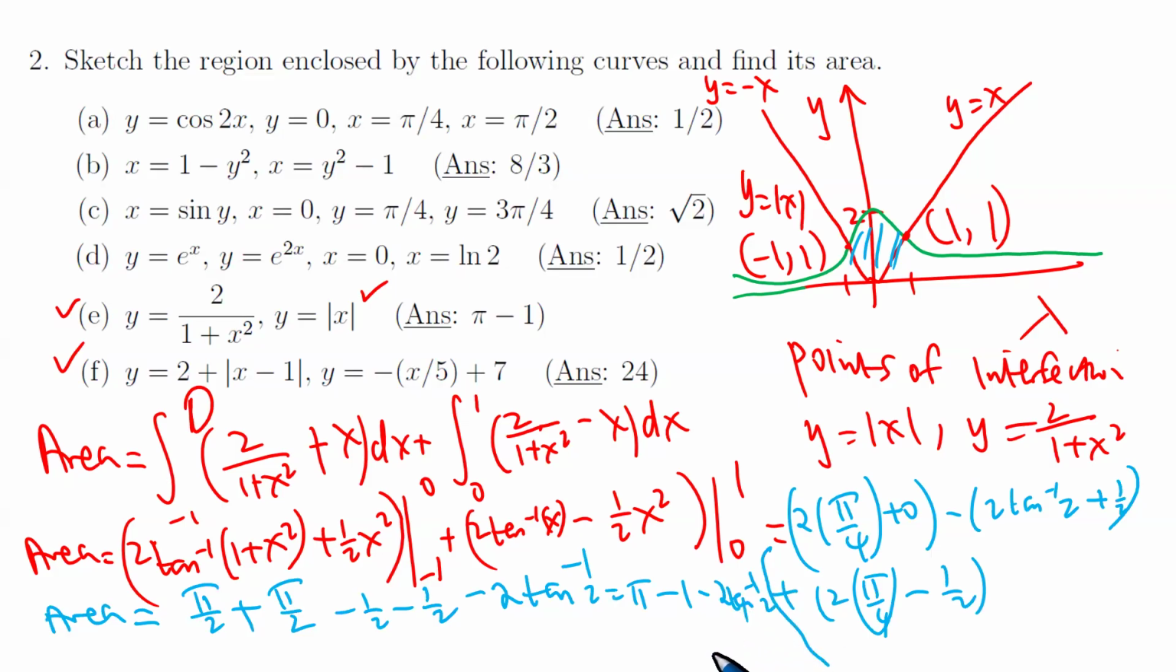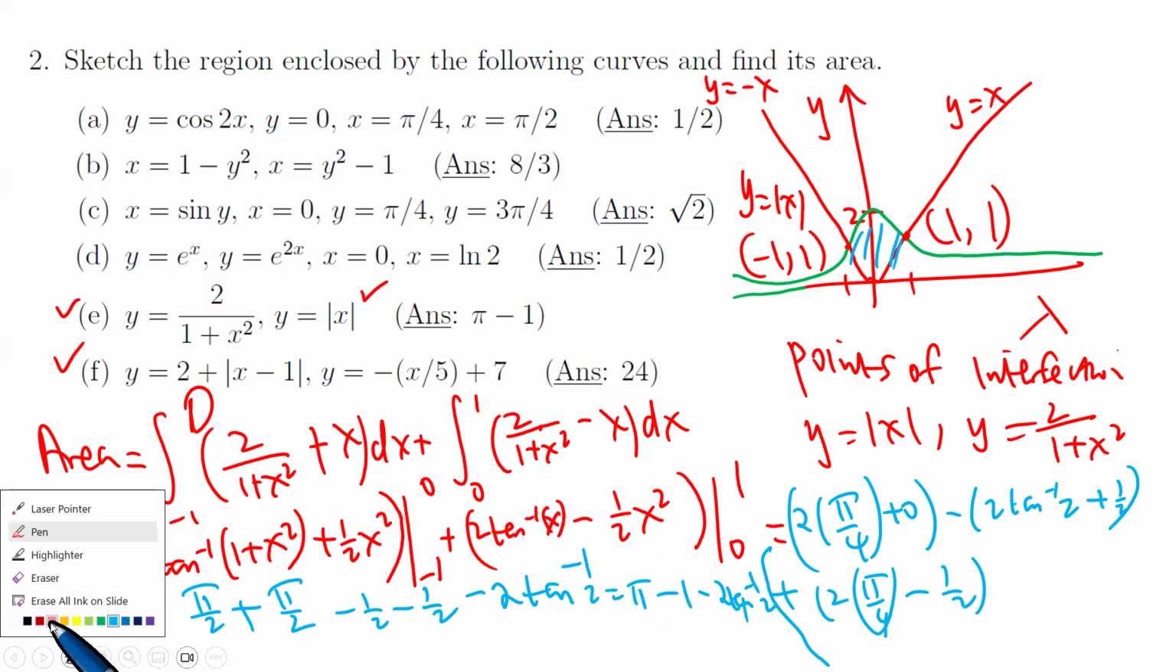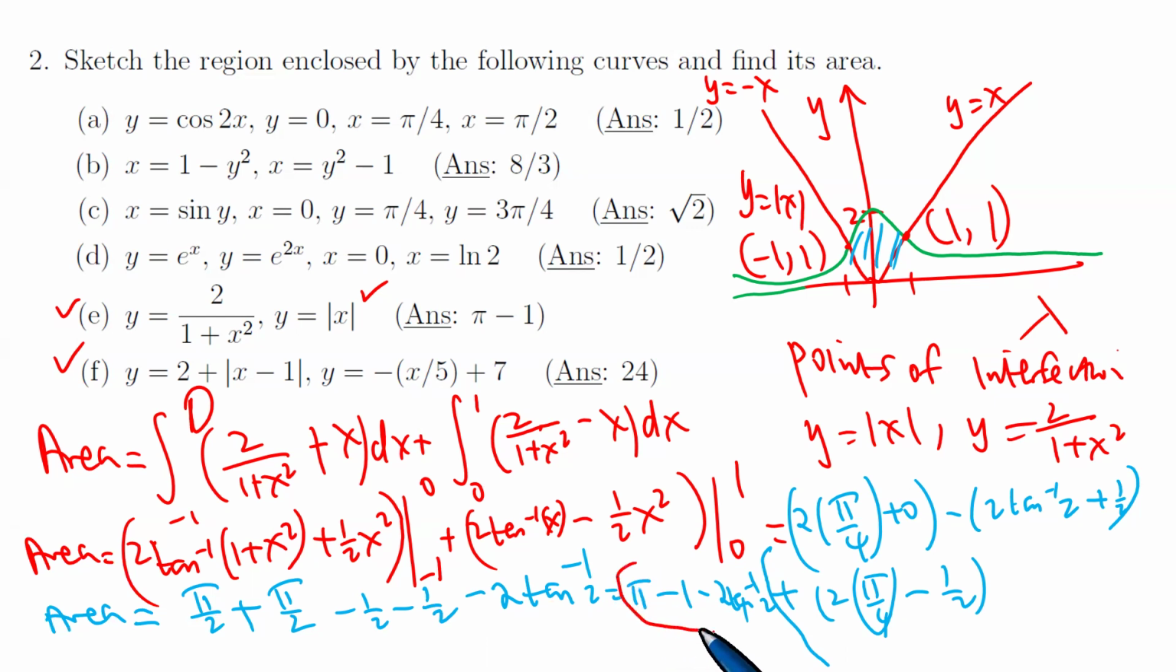Okay, let us check this out. So we're getting this answer here. But you see, it's very close to that, but there's just pi minus 1, and the other thing is missing.